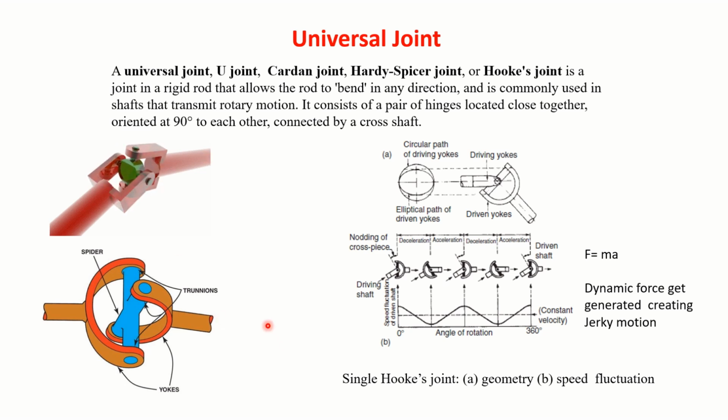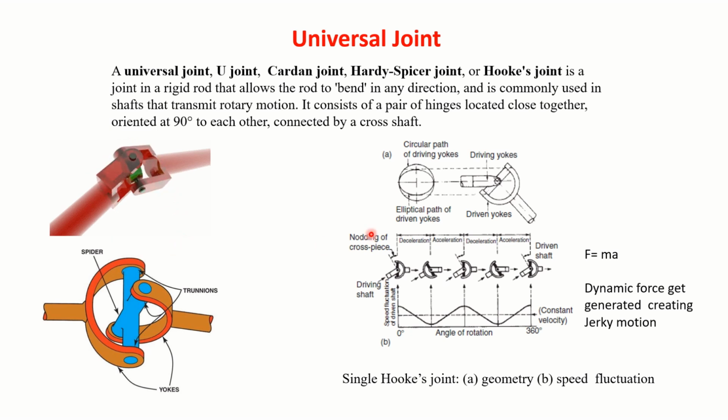So here you have seen this. This is a yoke, this is also a yoke, this one and this one. These two are yokes. And the center, this cross type pin, we call the spider. And here you have trunnions. This is the construction of the universal joint. The idea is we want to transmit this motion at an angle, so that's why we have used a universal joint.